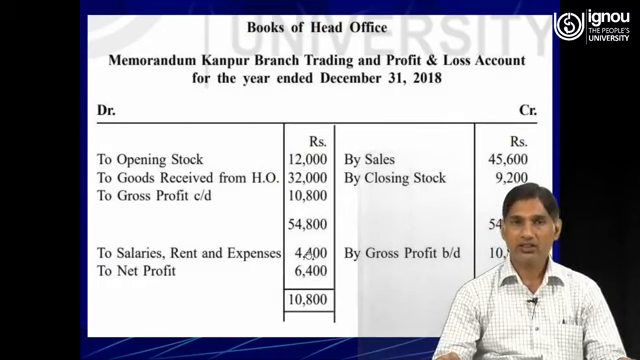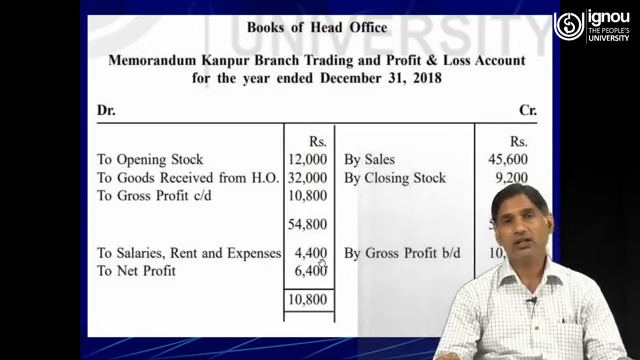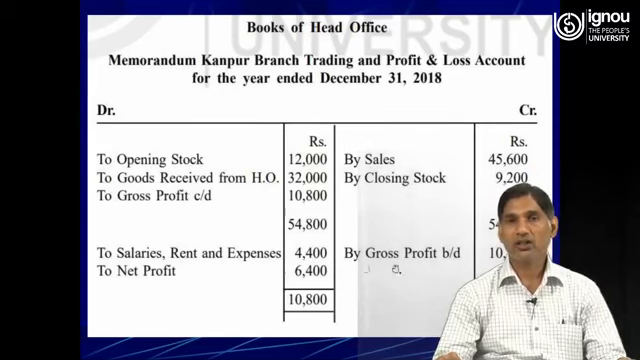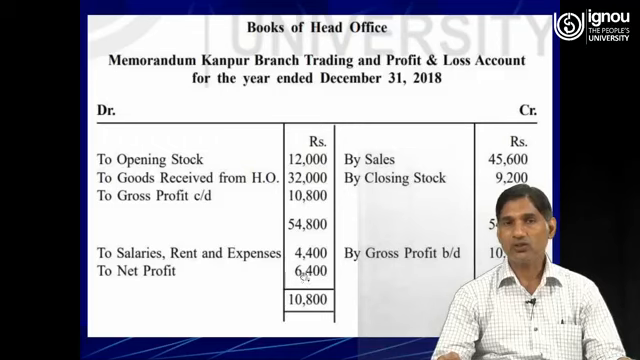So it is given in the question that these are the expenses which pertain to the profit and loss account, 4,400. So out of 10,800, if we subtract the expenses of 4,400, we will arrive at the balancing figure, that is 6,400, the net profit. So total of the debit side of profit and loss account is 10,800, and total of the credit side of profit and loss account is 10,800.